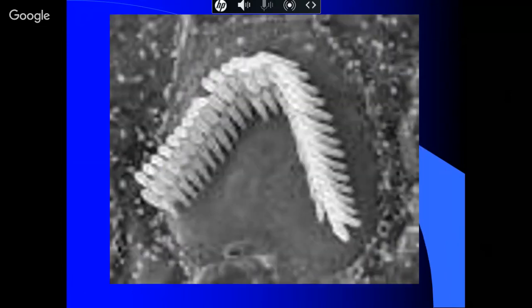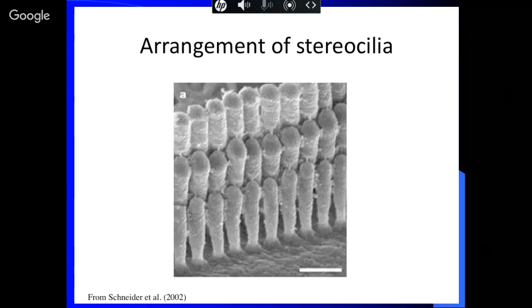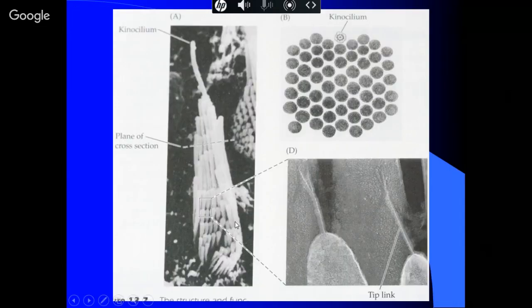Beautiful. Man. I have a bunch of pictures. You know how I like pictures. These remind me of the Chinese, that underground Chinese tomb that was found where all the soldiers were lined up. But anyway, that's just one triplet of an outer hair cell.